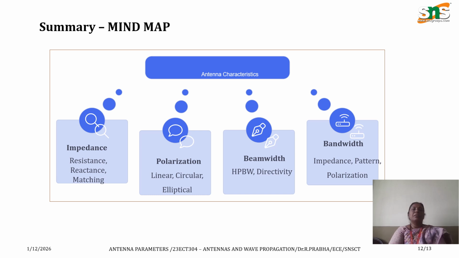In summary, so far we have studied antenna impedance, polarization, beam width, and also bandwidth. By learning all these parameters, we can easily design antennas, and this will be useful for antenna design engineers to optimize the performance of the antenna for specific applications.